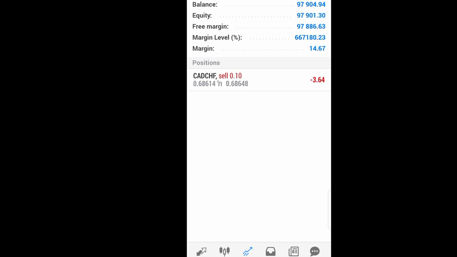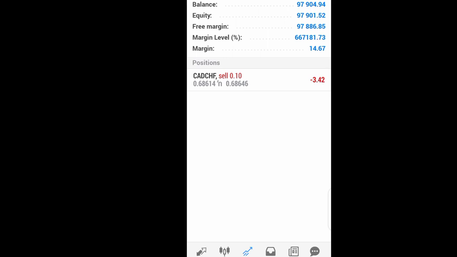So if I add it up, if I take this floating profit from my balance, it will give me my equity. Then the next you have is your free margin, which is the amount you still have which you can still stake. Then you have your margin level. Then you have your margin, which is the amount you've committed already.